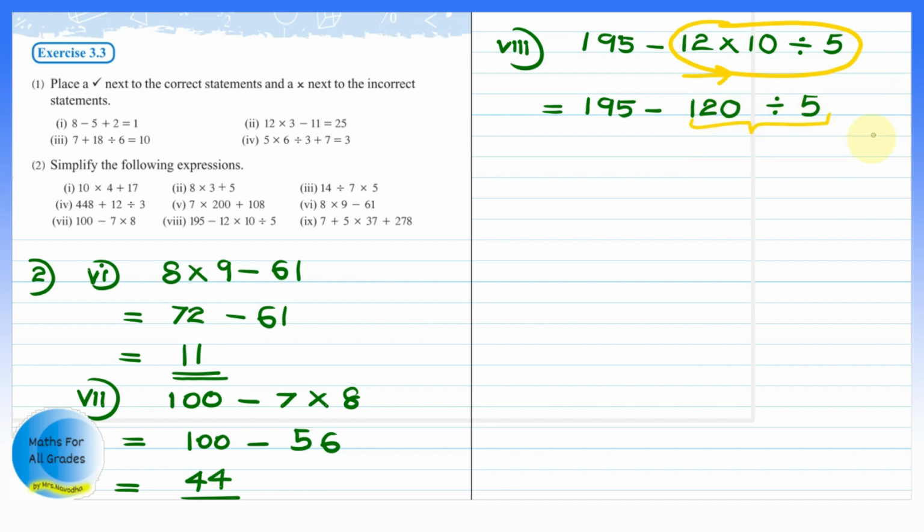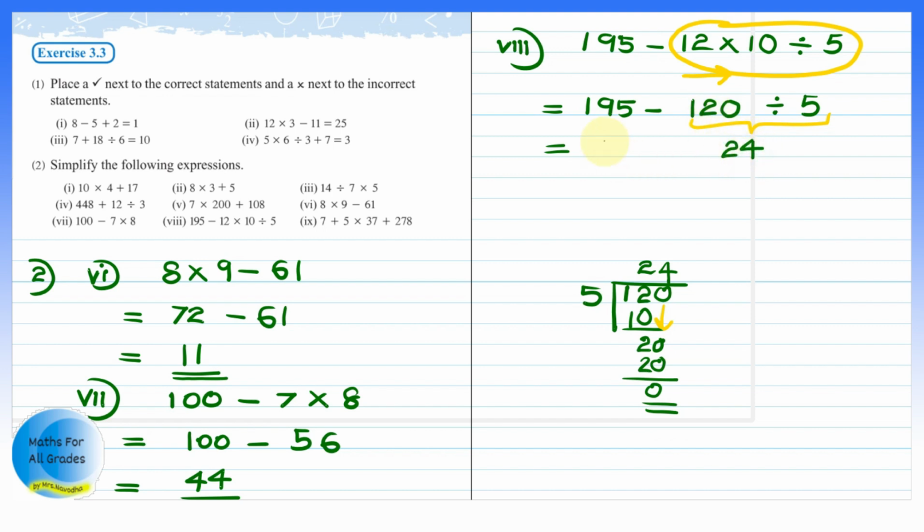120 divided by 5. Let's see, 120 divided by 5. How many 5s are there for 12? 2. 2 times 5 equals 10. Subtract 10 from 12, you got 2. 0 goes here. How many 5s are there for 20? 4. 4 times 5 equals 20. Remaining is 0. So you got 24.